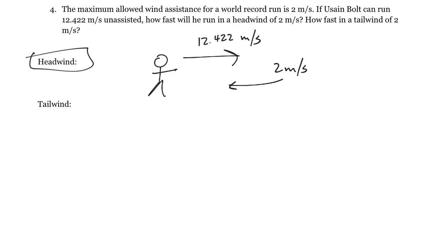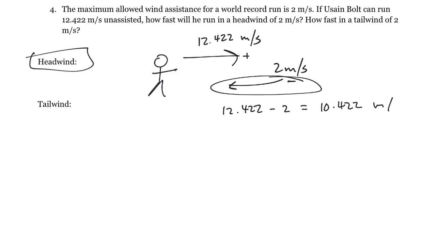And you can see that because one of these is in a positive direction, and one of them is in a negative direction. They're going opposite. So we're going to take those two speeds, or two velocities, those two vectors, and add them together. But when you add them together, one of them, the wind, is in the negative direction, so we make it a negative. So we end up with 12.422 minus 2 equals 10.422 meters per second is how fast Usain Bolt would run into the wind. So essentially we're just taking his top speed and subtracting the wind speed from it.